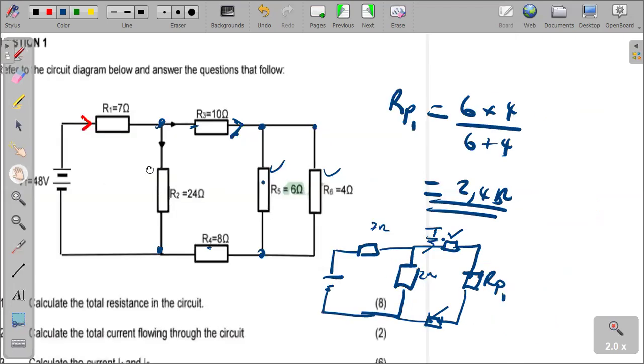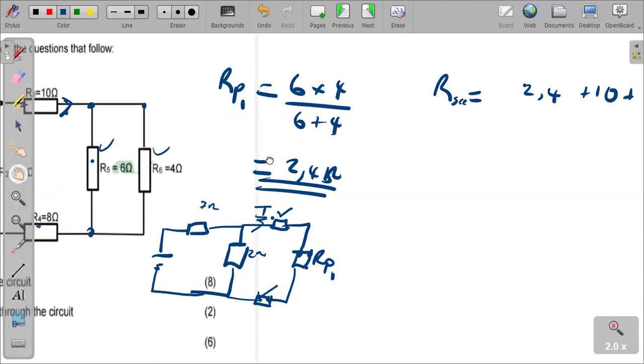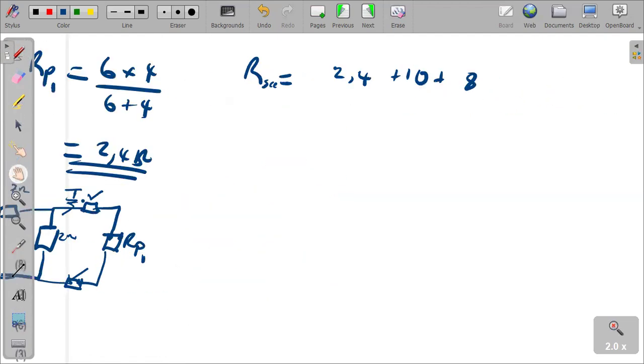So let's calculate their series resistance. That R, I'll just call it R series, is equal to the RP1 we calculated, 2.4, plus 10 plus 8. We are talking about these resistors here, the 10 and the 8 ohm. Okay, so let's add that. What do we get? Of course, we are going to get 20.4 ohms. There we are. That's our R series for us.